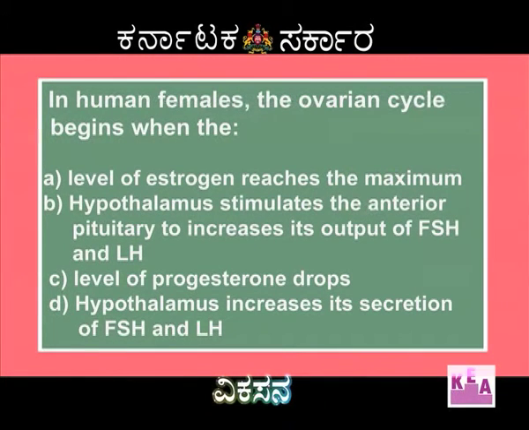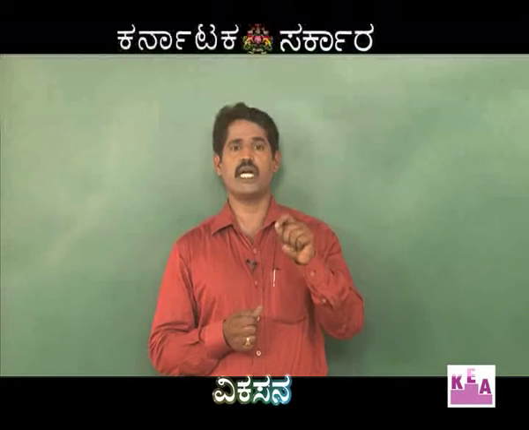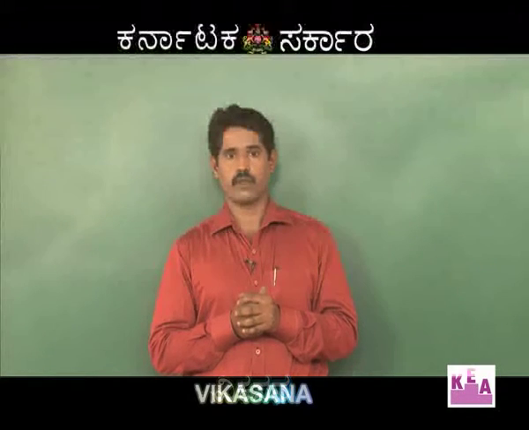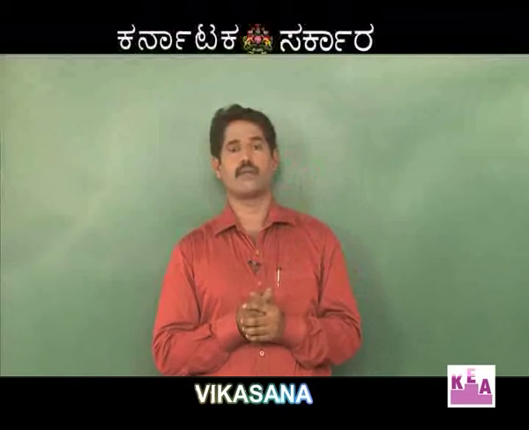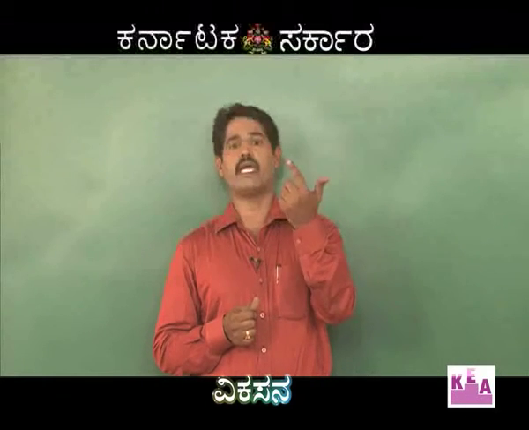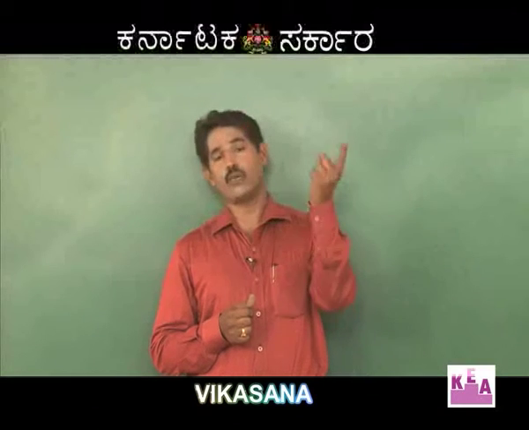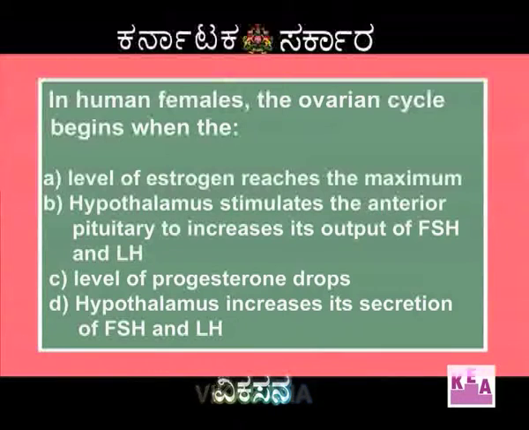Then come to option B, that is, the hypothalamus stimulates the anterior pituitary to increase its output of FSH and LH. Of course, I said that to secrete the FSH and LH, the hypothalamus must stimulate the anterior pituitary. That is wrong, though. The hypothalamus is not directly involved in the secretion of any hormone, but it is involved in the stimulation of the anterior pituitary. As a result, for this question, option B is also wrong.